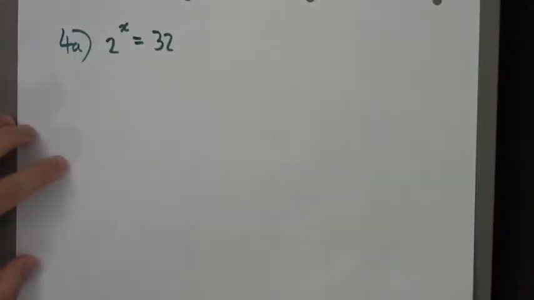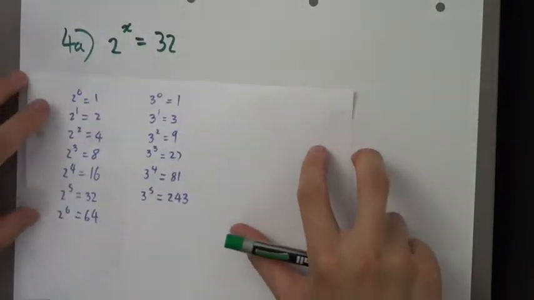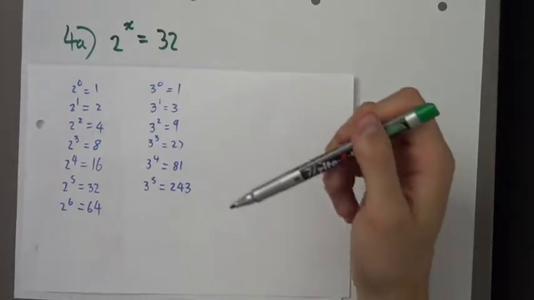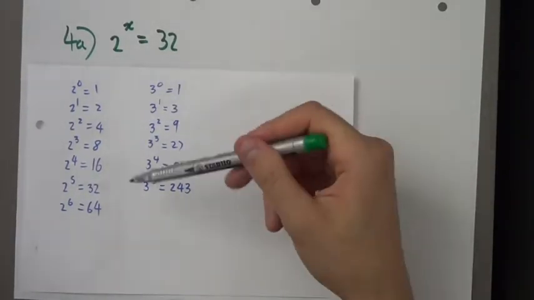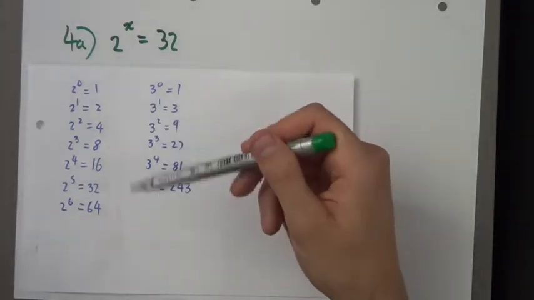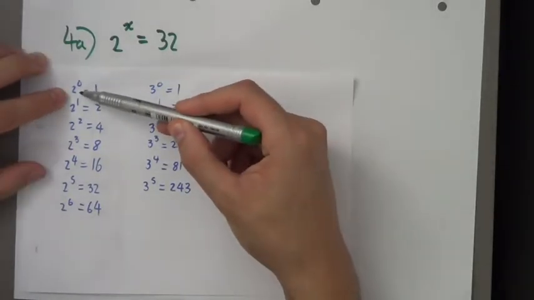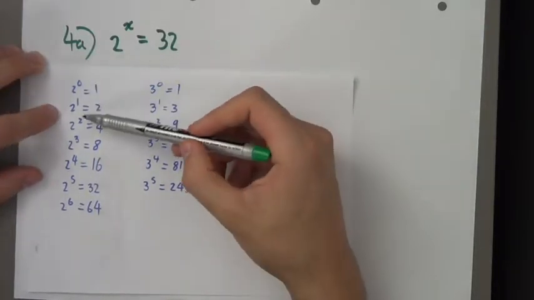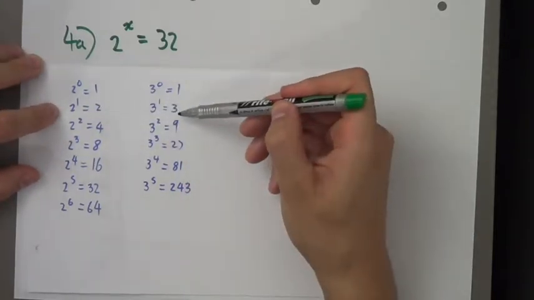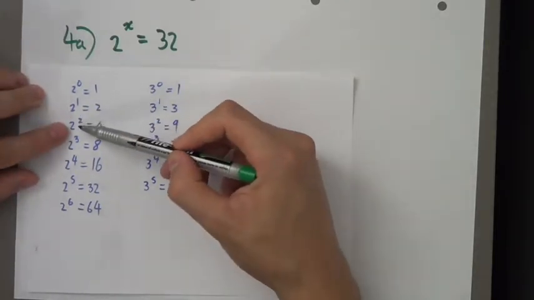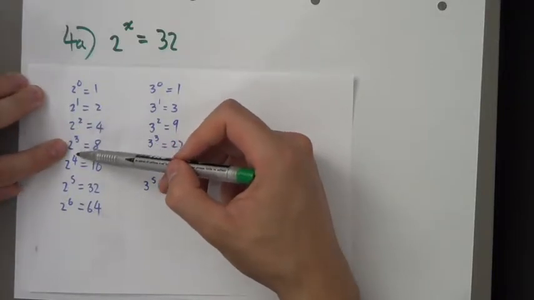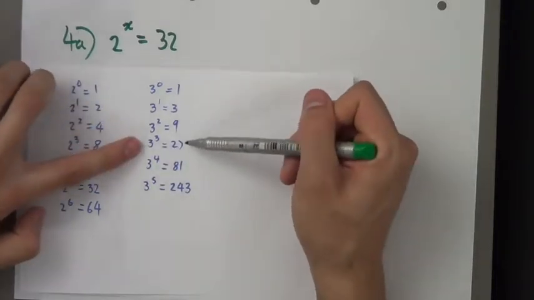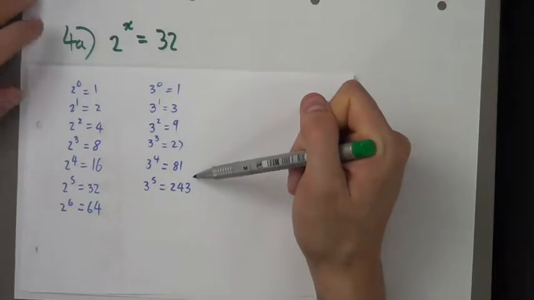Now, what I've prepared is this list of numbers here. And this is something that I recommend memorizing, or at least knowing how to find out, or being able to list down in an exam. First of all, we've got our rule. Anything to the power of 0 is 1. So 2 to the power of 0 is 1, 3 to the power of 0 is 1. 2 to the power of 1 is 2, 3 to the power of 1 is 3. And basically I've just increased the power of 2. So it goes 2, 4, 8, 16, 32, 64, and 3, 9, 27, 81, 243.